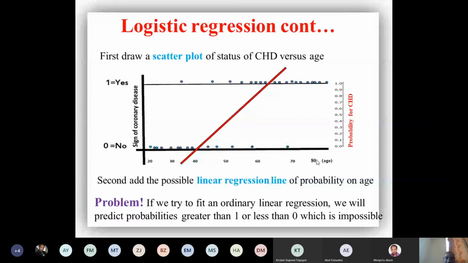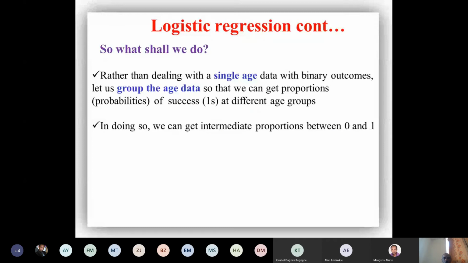But in the case of this scatter plot, this region is open. As you can see, we don't have any scatter between the upper and the lower horizontal lines. So to get the likely distribution of the data in between the two, we have to group. Let's group by age group and calculate the probability of developing CHD in each age group, right?